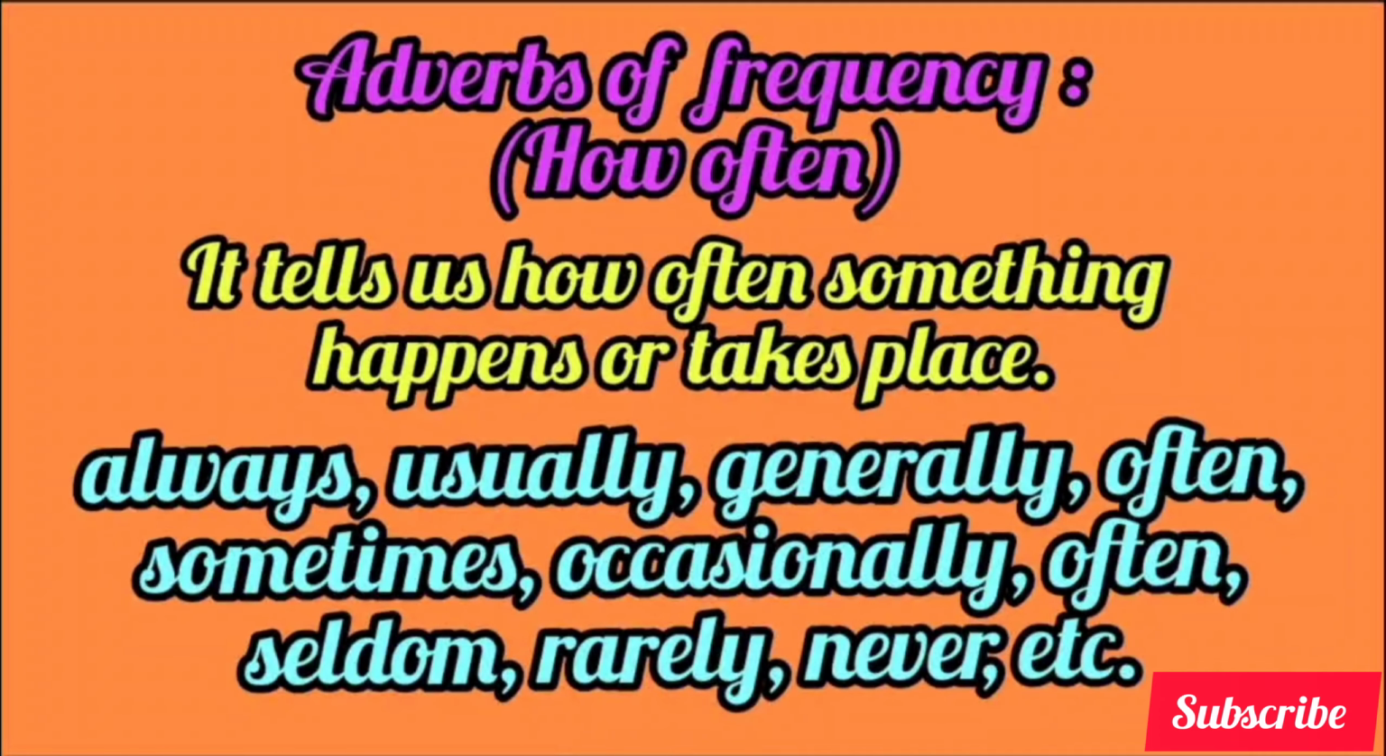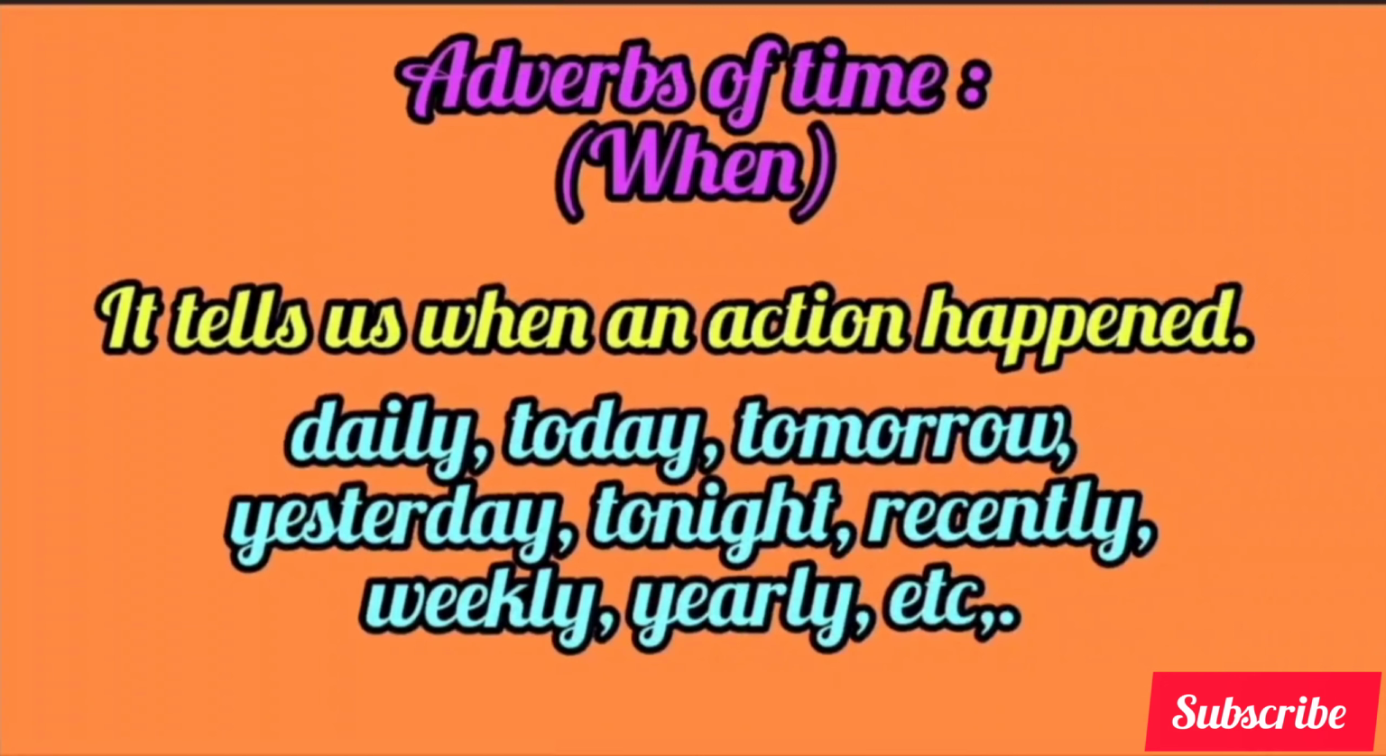Adverbs of frequency, that's the next type. It answers the question how often. It tells us how often something happens or takes place. Words like always, usually, generally, often, sometimes, occasionally, seldom, rarely, never. These words belong to the category of adverbs of frequency. If you apply the question how often, I'm sure you'll get the answer.